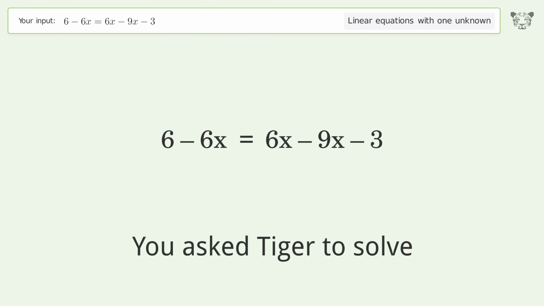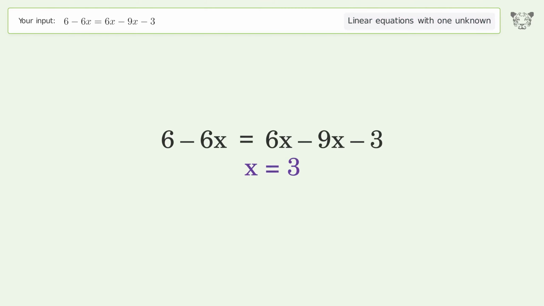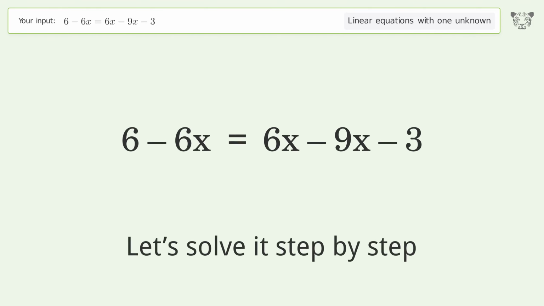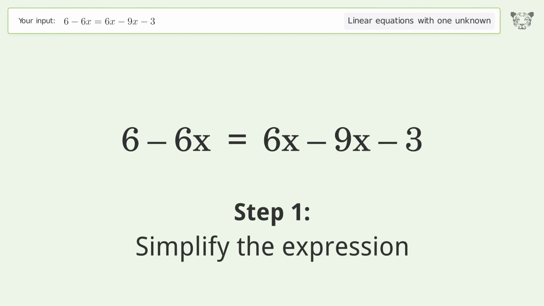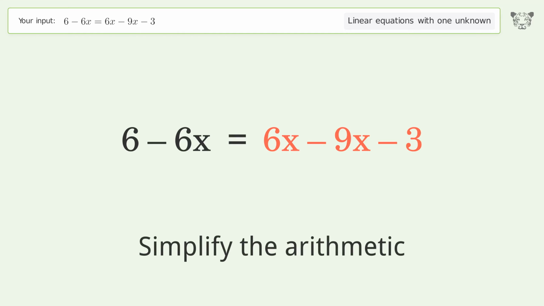You ask Tiger to solve. This deals with linear equations with one unknown. The final result is x equals 3. Let's solve it step by step. Simplify the expression. Simplify the arithmetic.